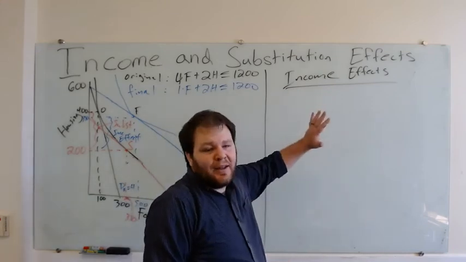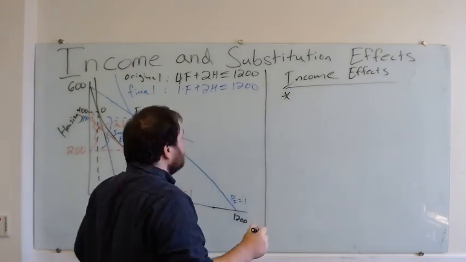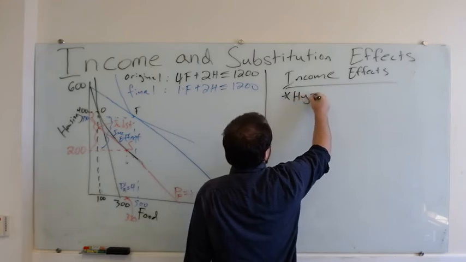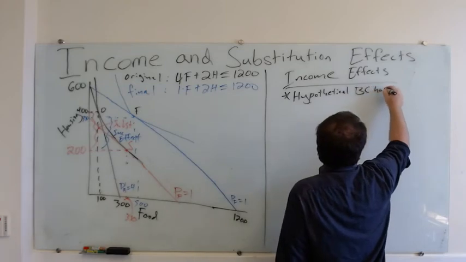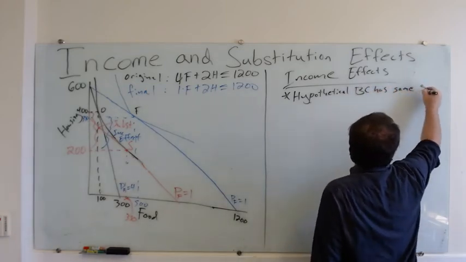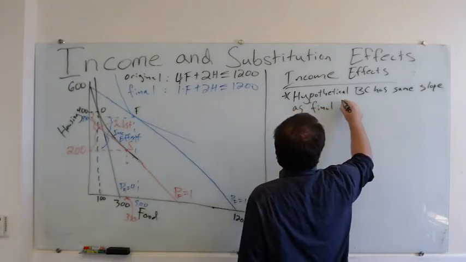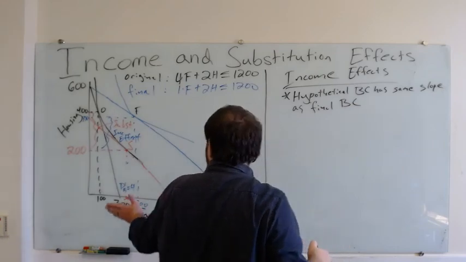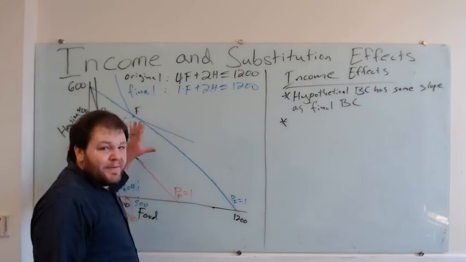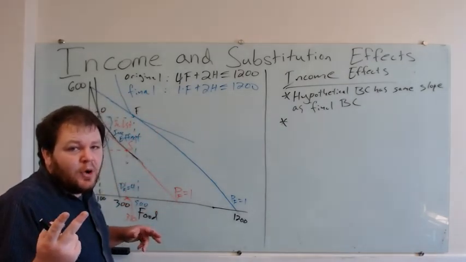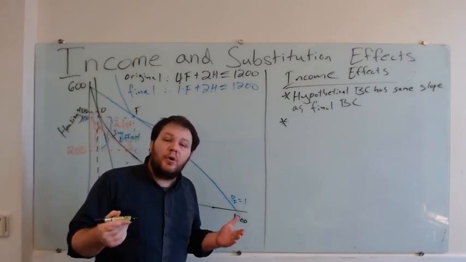Let's take a minute to talk about income effects. The first important point is that our hypothetical budget constraint has the same slope as our new budget constraint. That's how we're going to identify our income effects. Now, the direction of the income effects is going to depend on two things. The first is whether we got richer or poorer. The second is whether goods are inferior or normal goods.